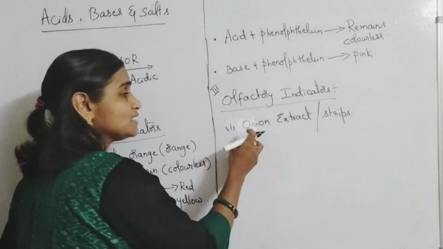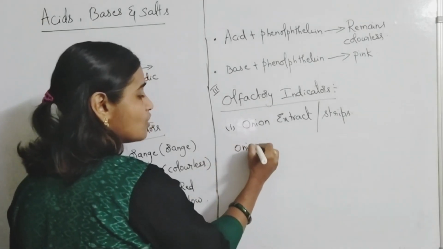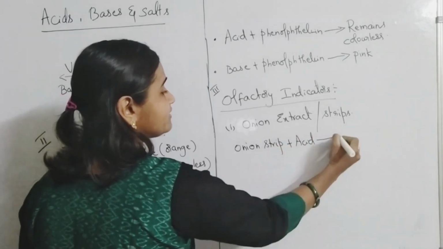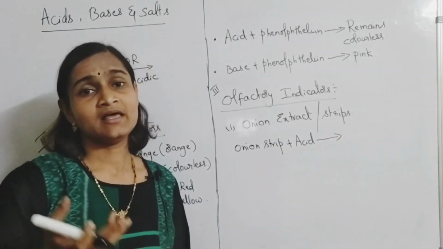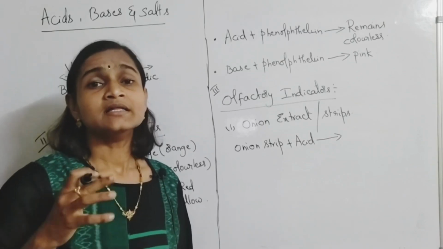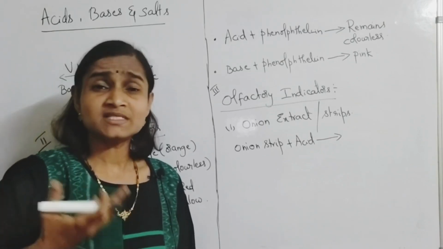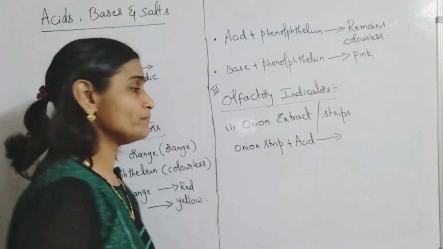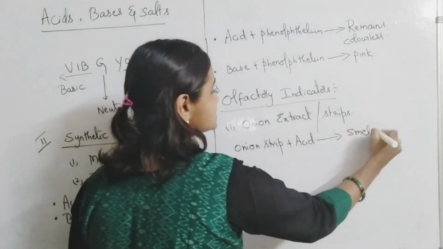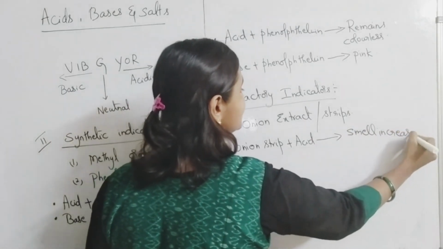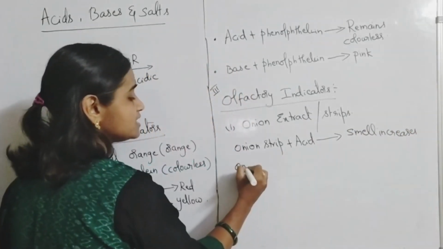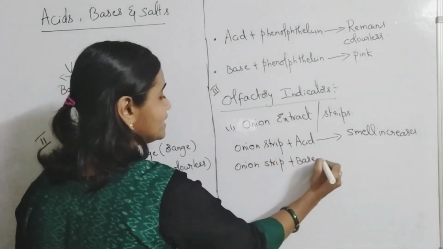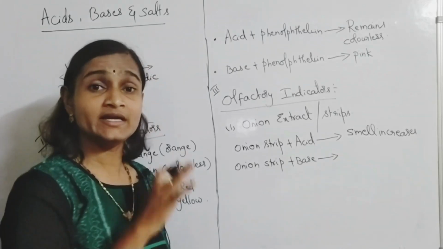Now how are you going to test? Onion strip plus an acidic substance: if you add it, the smell increases more, a more suffocating smell you will be getting. That means with acids the smell increases. Please remember this point. Same like that, if you take this onion strip and add a basic substance to it, the smell totally destroys.